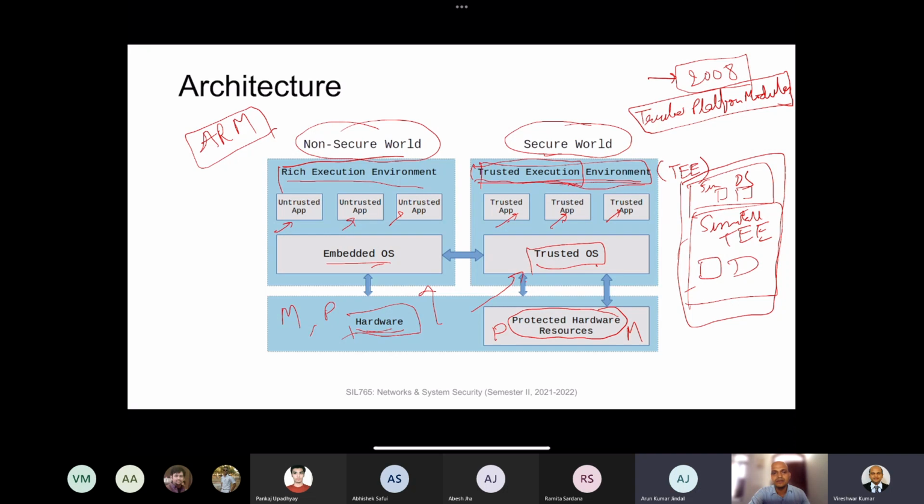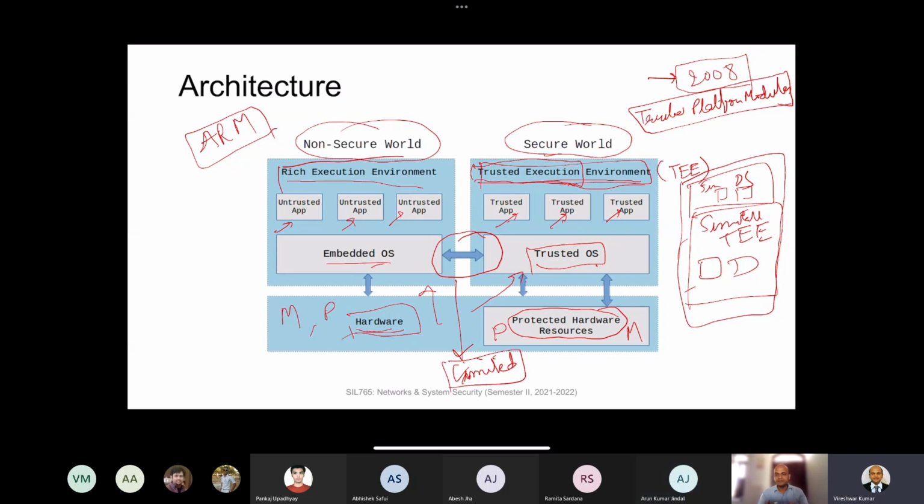The one last query, sir. Sir, can communication happen between the non-secure world and the secure world? Yes, so communication can happen. It can happen, but it is very, very limited. Sir, what type of communication is this?